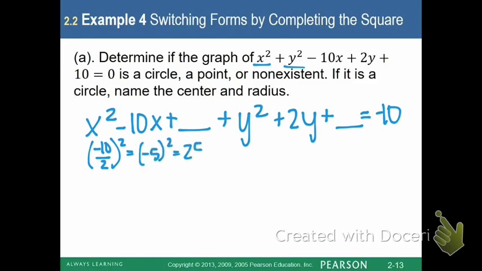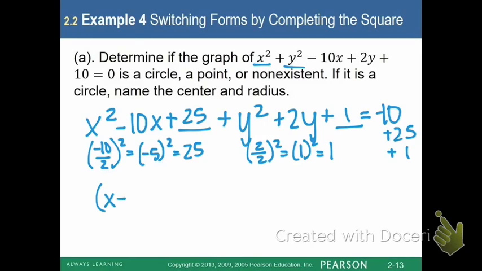You should get 25 that I'm going to add to both sides, so plus 25 plus 25. Over here, b over 2 squared would be 2 over 2 squared, which is just 1, so that's what I'm going to add to both sides. So when I rewrite this, I get x minus 5 squared plus y plus 1 squared equals, when I add those over, I'll get 16.